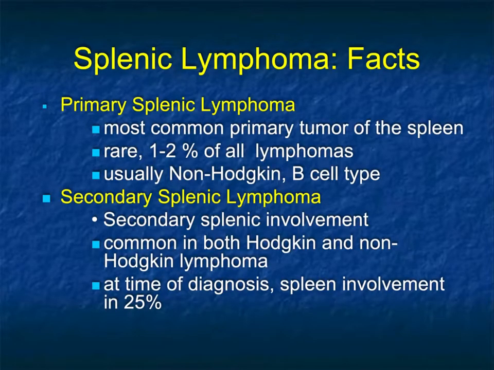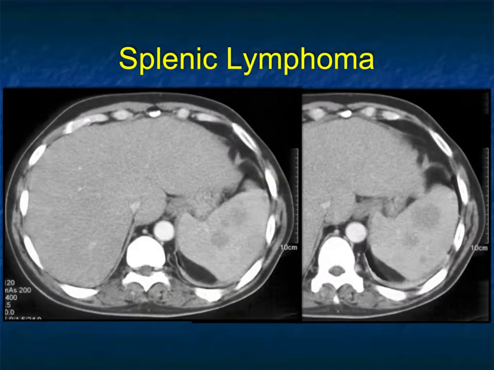We then have more involvement with secondary splenic lymphoma, where the patient has multiple areas of involvement, whether it's liver, kidneys, nodes, but also splenic involvement. So with secondary splenic lymphoma, at presentation, the spleen is involved, though we may not always see it, in more than 25% of cases. And here's just a nice example, multiple low-density lesions in the spleen. This was lymphoma. It doesn't look benign, it looks worrisome.